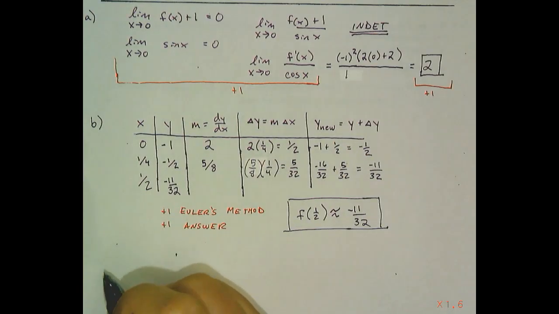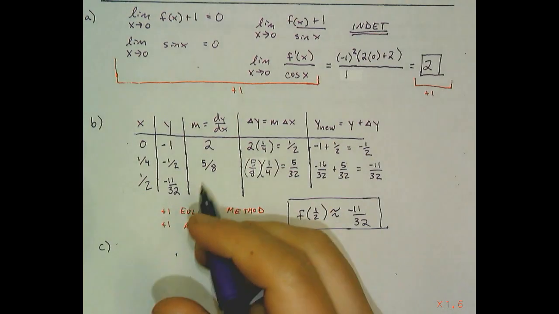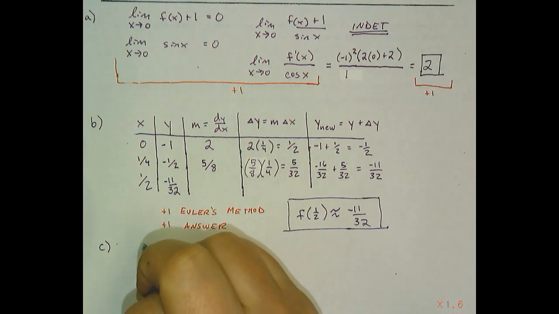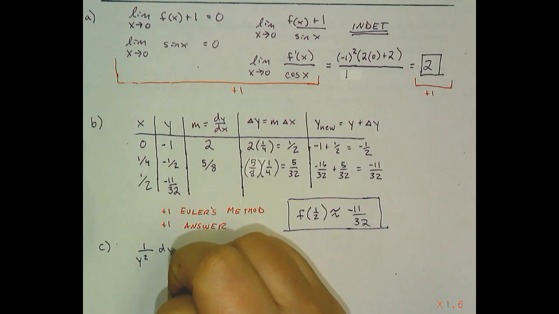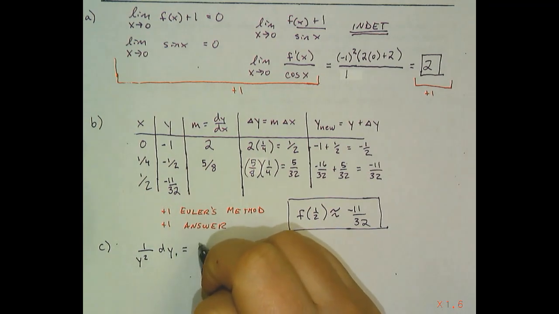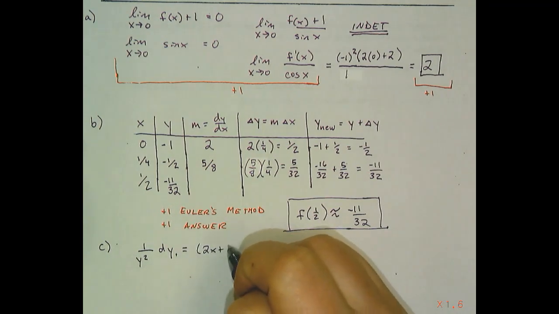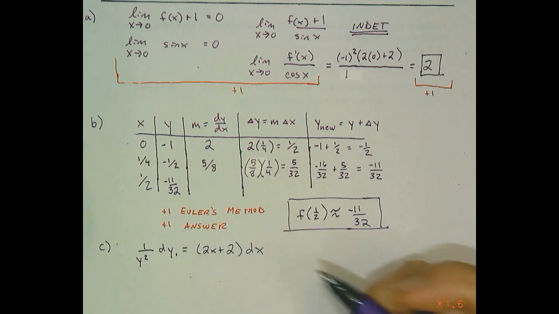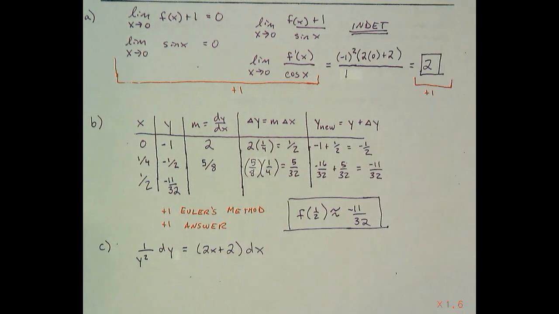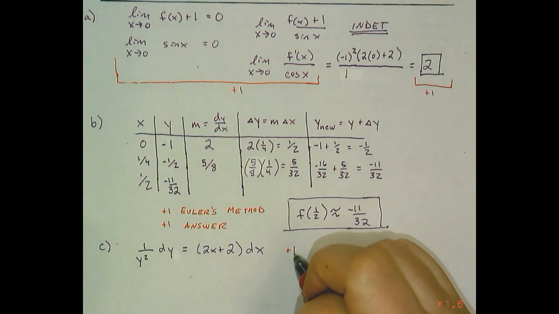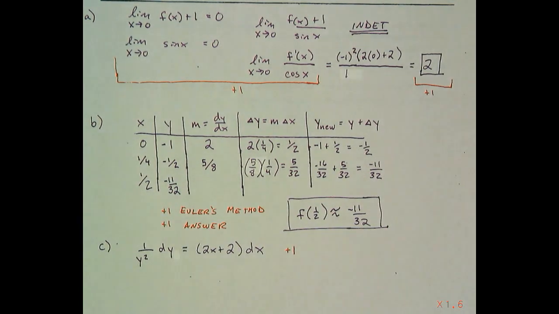Part C is finding a particular solution. Our first stage is going to be to separate the variables. If I move the y squared to the left-hand side of the equation and the dx to the right-hand side of the equation, I have separated the variables. And that's where your first point on the AP test comes from. So right there, +1 if you separated correctly.